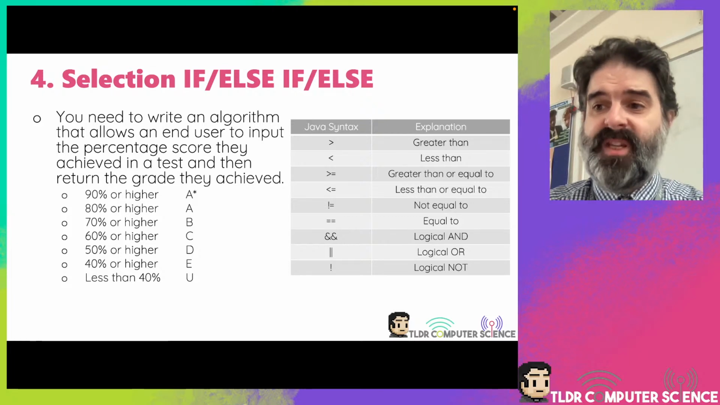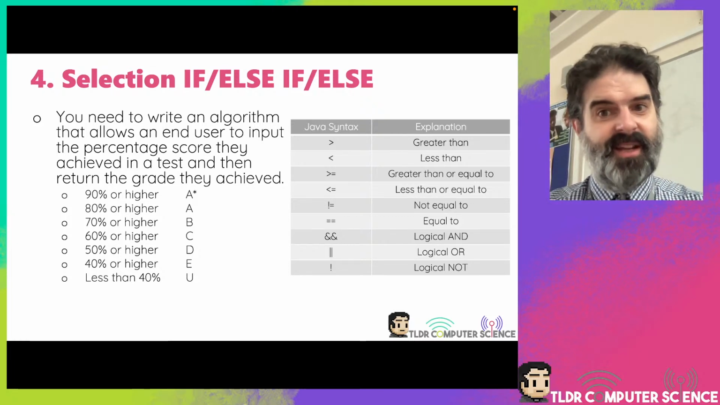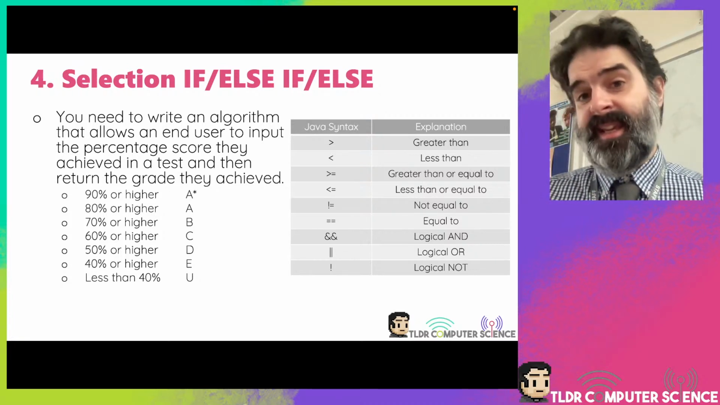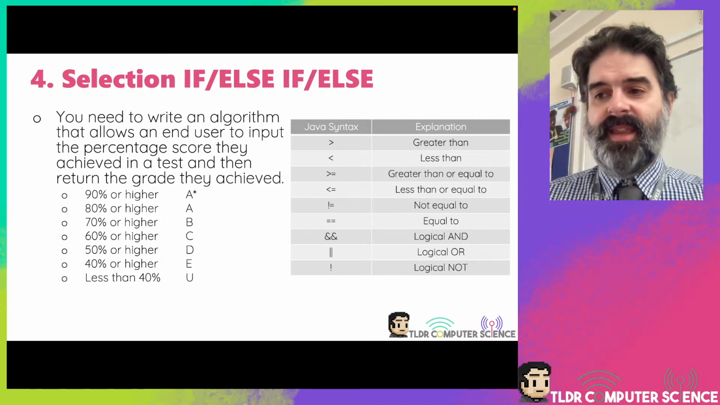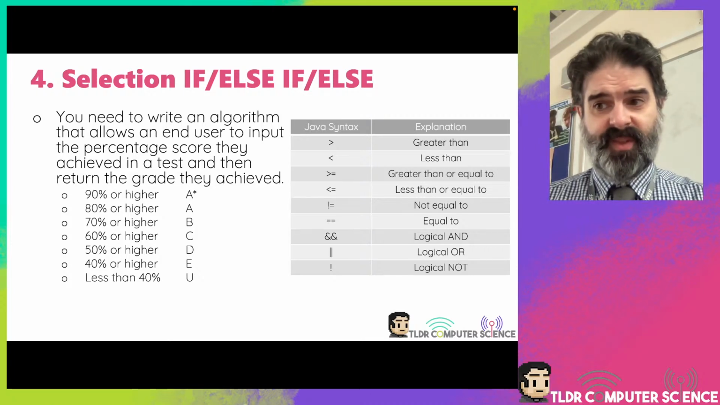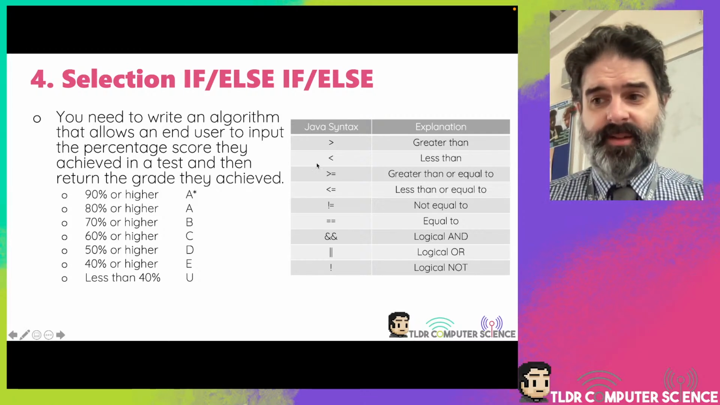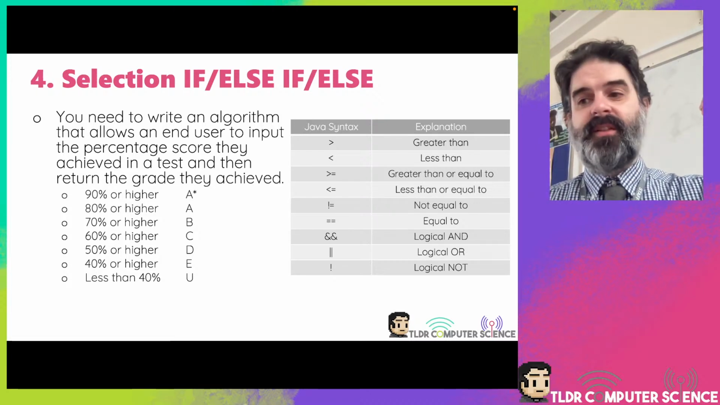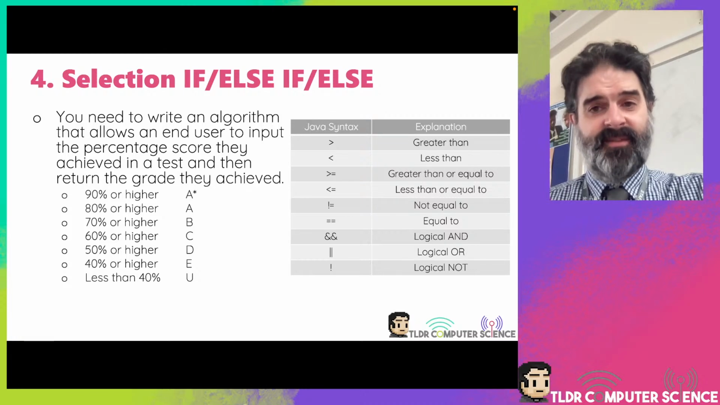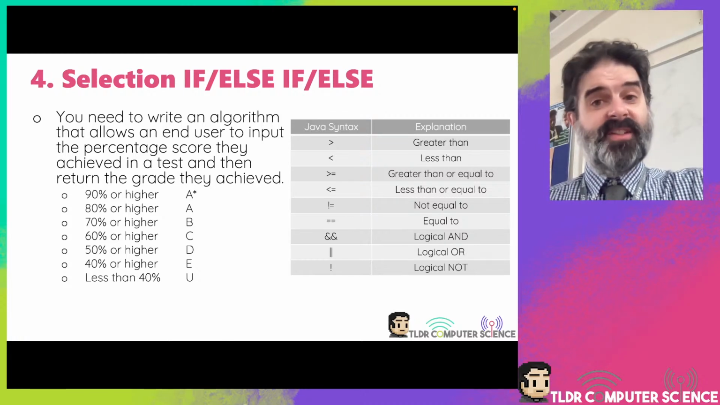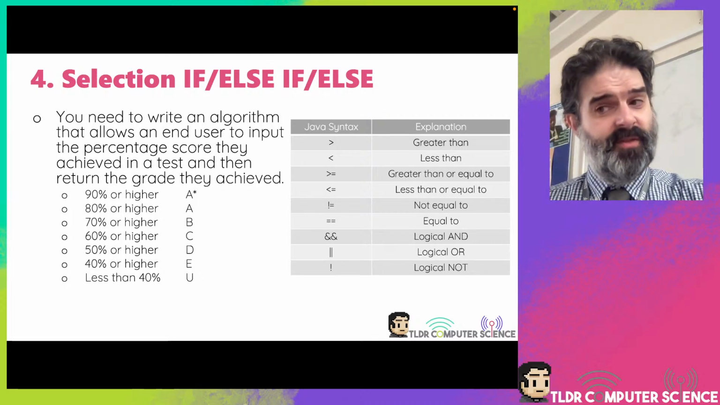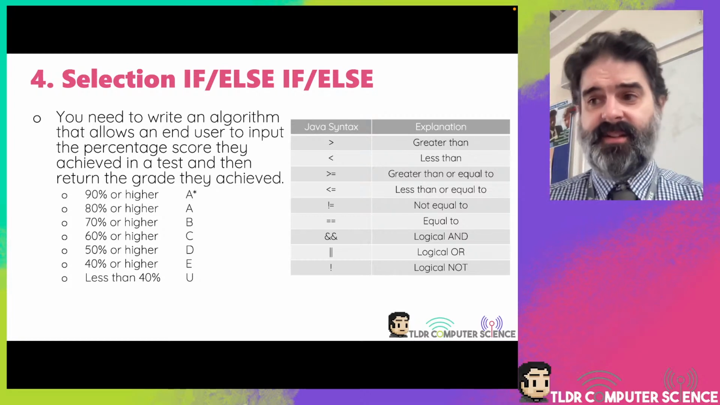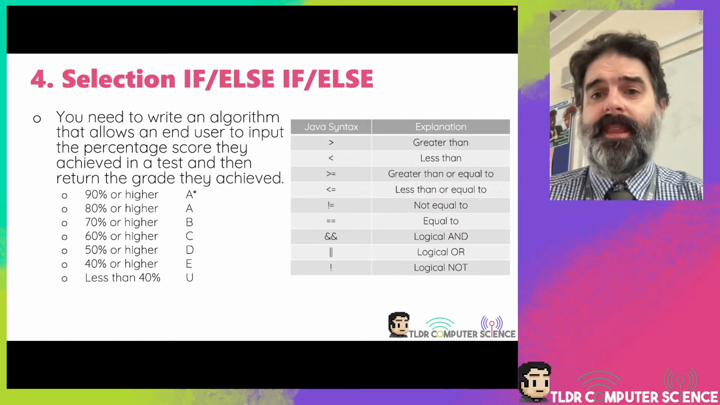Of course, they won't type in 90%. They'll just type in 90 or 93 or 94.6. Because if it's 94.6, you need to take that in as a double. And then you have a series of statements. Don't make this error. What you could easily do is start with 40, and say that's an E: if it's greater than or equal to 40, it's an E. If it's greater than or equal to 50, it's a D. Well, immediately the first test that will be true will be if it's greater than 40, and then it won't do the rest. So you have to go from the highest to lowest, because the first if statement will happen first, and work down.